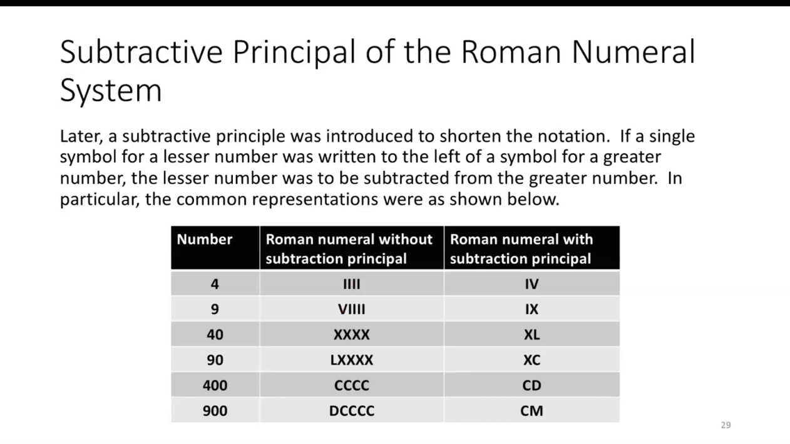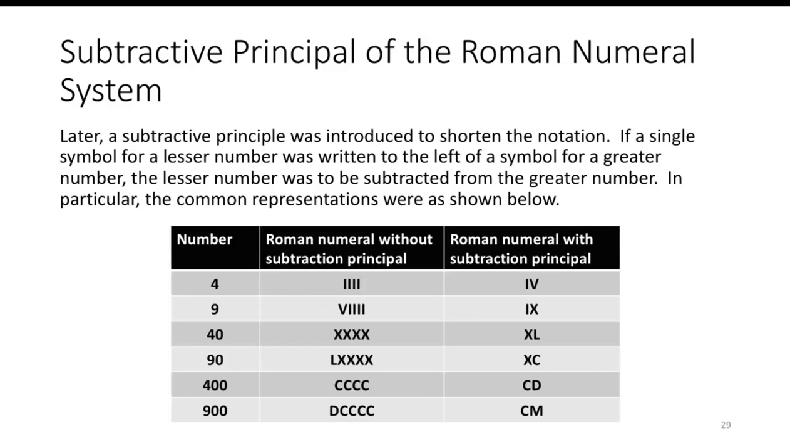Later, a subtractive principle was introduced to shorten the notation. So whenever you have 4 of something, you're able to replace it with a subtraction principle. If a single symbol for a lesser number is written to the left of a symbol for a greater number, the lesser number was to be subtracted. So the common representations are, the number 4 used to be 4 I's. Now it's IV, which means 5 minus 1.